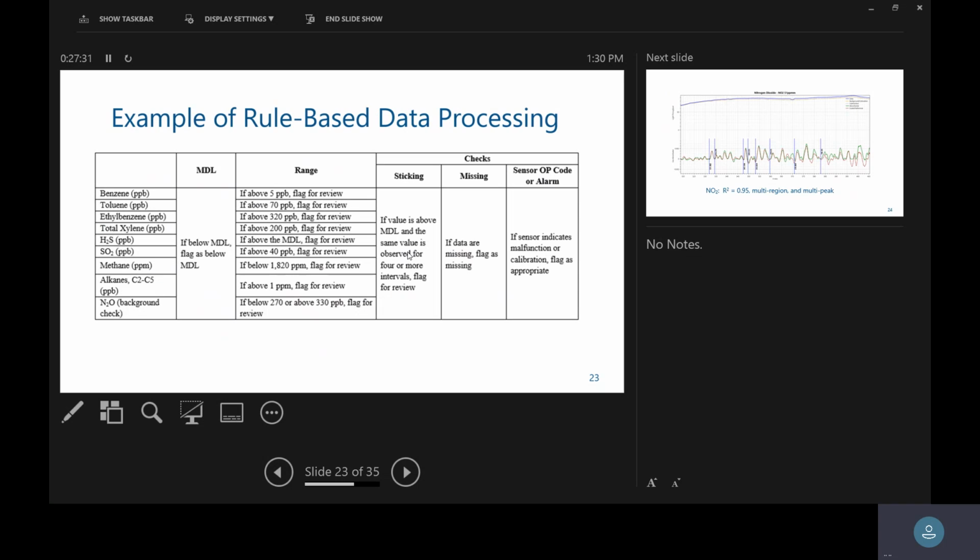So here's some rule-based data processing. Here are different aspects to be checking for, and various tests. For example, if a value stays the same over an extended period of time, what's the chance of something being at some value for an hour or two without any change? Unlikely. Missing data, there can be various reasons for that, glitches or some failure mode. And then we have operational codes that come from those detailed instrumentation parameters that I mentioned.